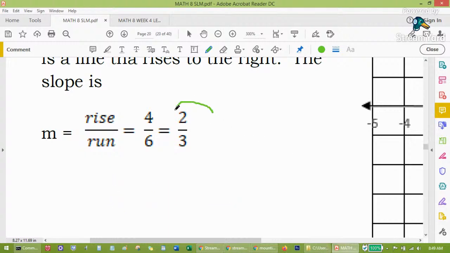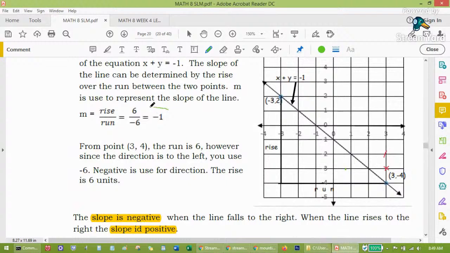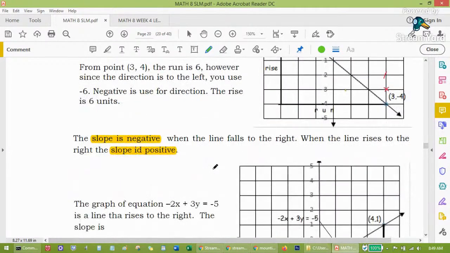And kung mapapansin nyo, 4 is positive and 6 is positive. Positive divided by positive is a positive slope. Pag ang slope mo is positive, it is rising papunta sa kanan. Umaakyat siya papunta sa kanan. If the slope is negative, bumababa siya papunta sa kanan. Pababa. Okay?